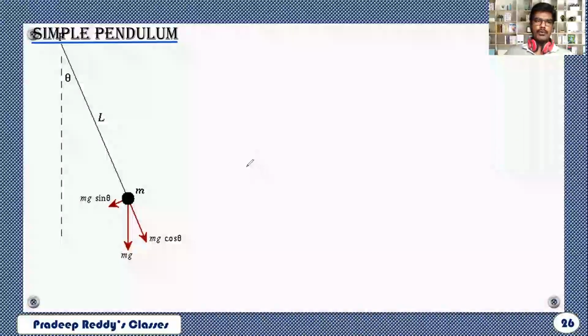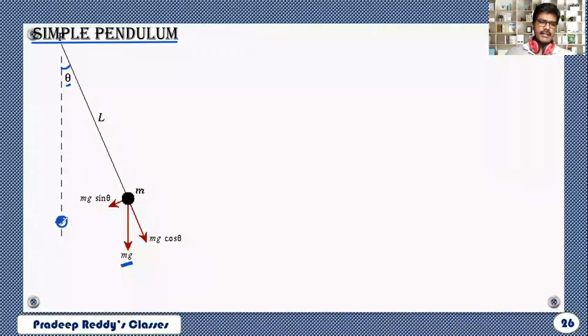In order to prove motion of simple pendulum as angular simple harmonic motion, we will take this mass as the reference and we will draw free body diagram for that. So if you just deviate this pendulum by an angle theta from its original position, this mass is deviated by an angle theta. And if you leave at this position, there will be gravitational force acting in downward direction.